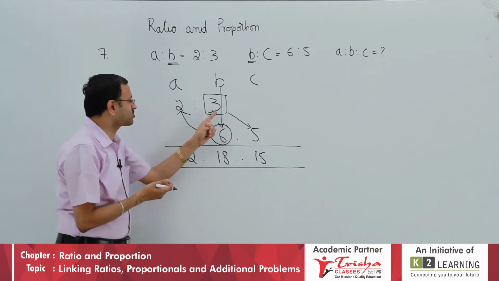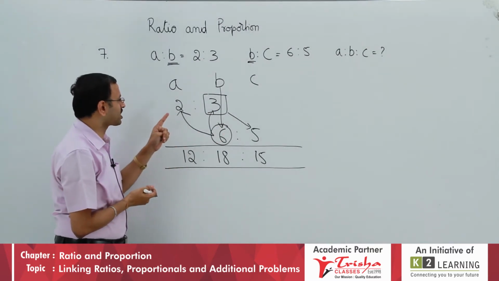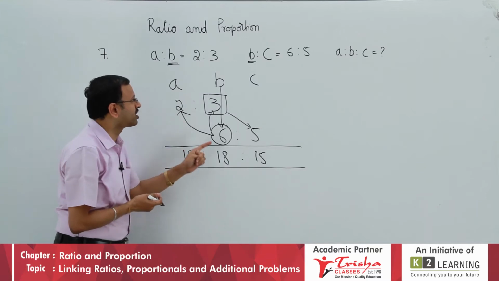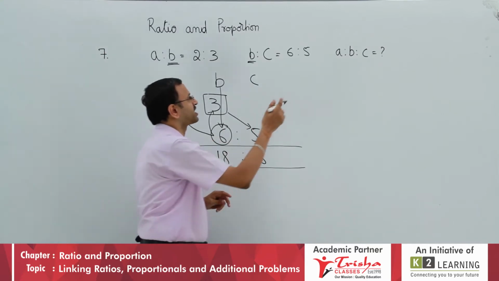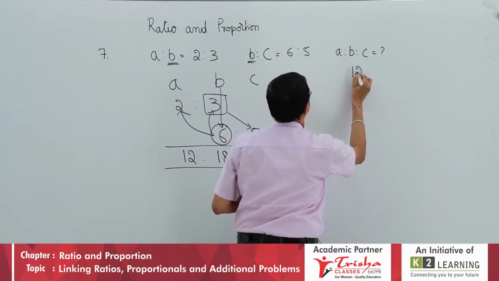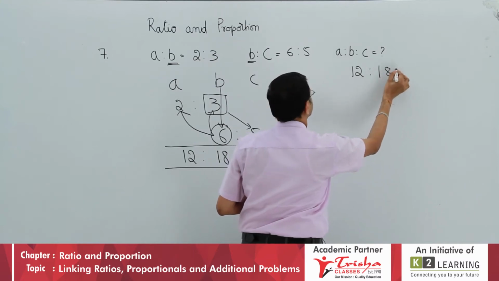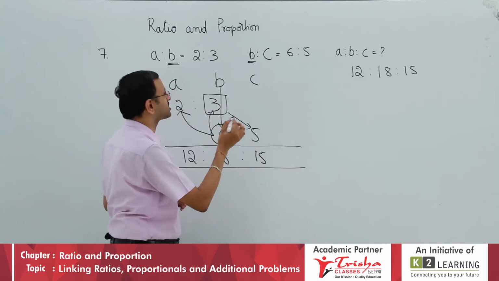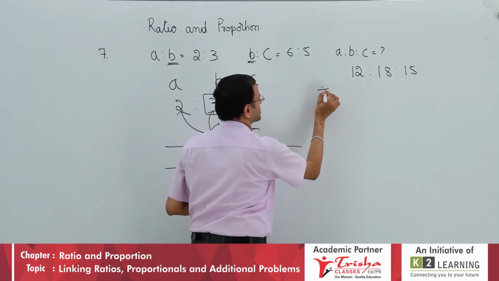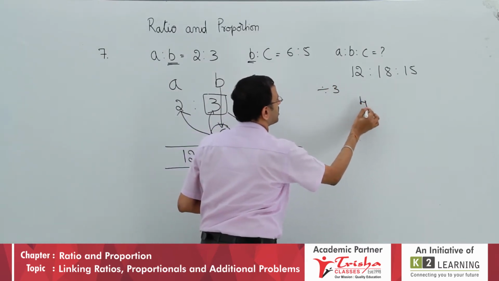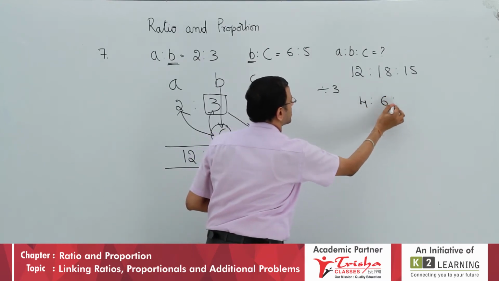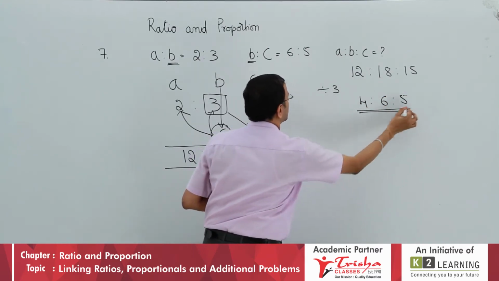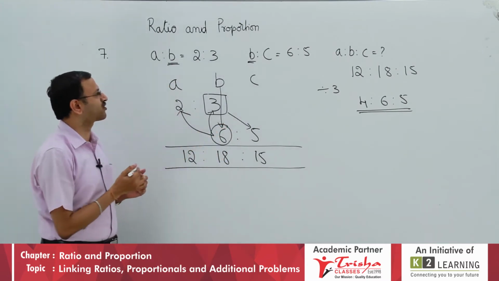So 2 is to 3, 6 is to 5. Finally the common ratio is 12 is to 18 is to 15. You should write here 12 is to 18 is to 15. Students, is there any way we can divide these numbers by a particular number? Yes, 3. 3 4s, 3 6s, 3 5s. Final answer: 4 is to 6 is to 5.